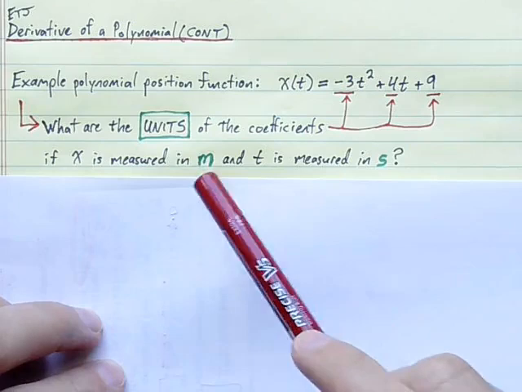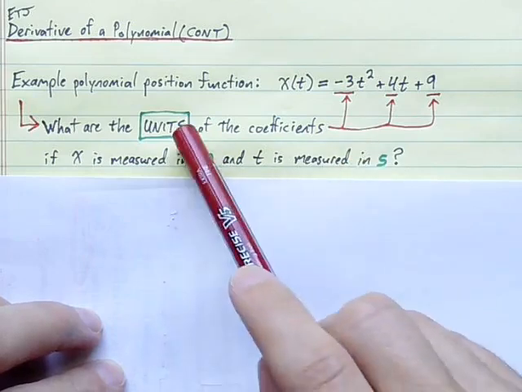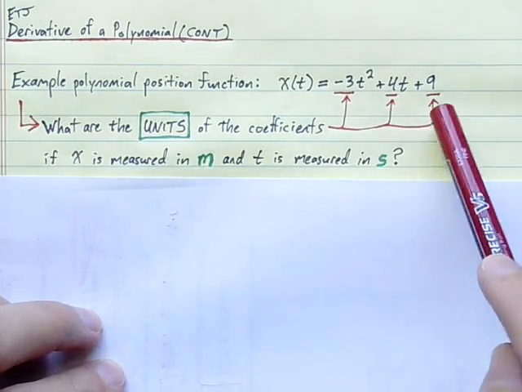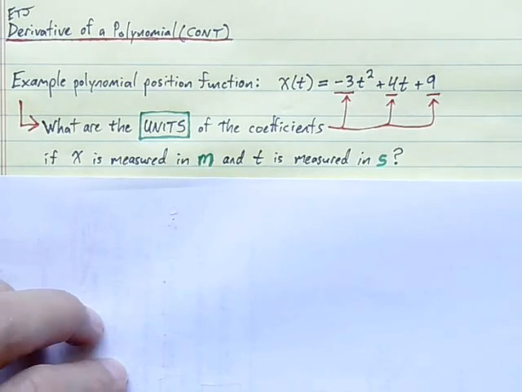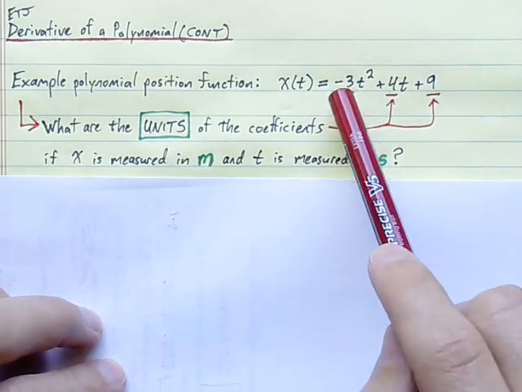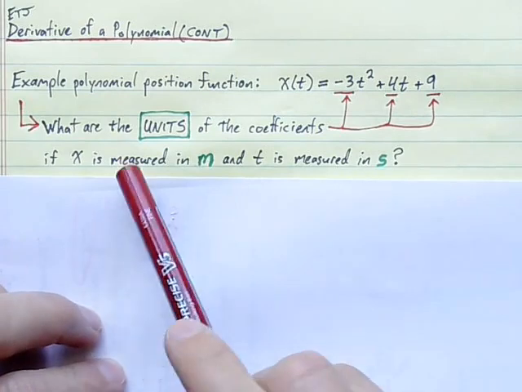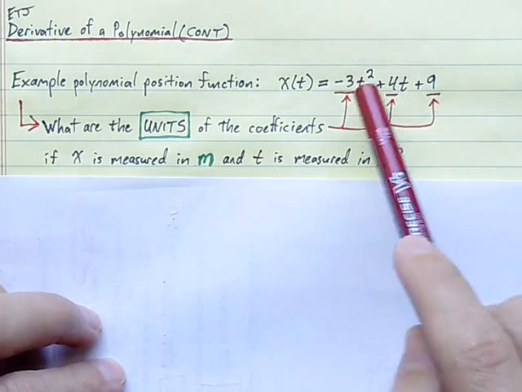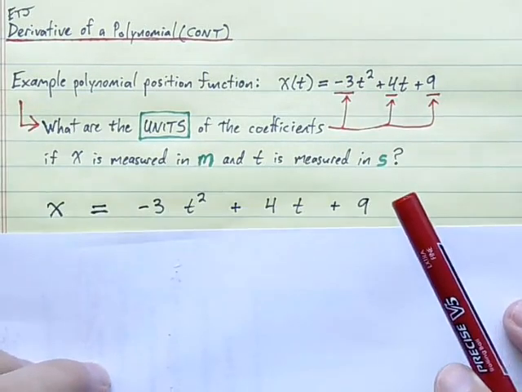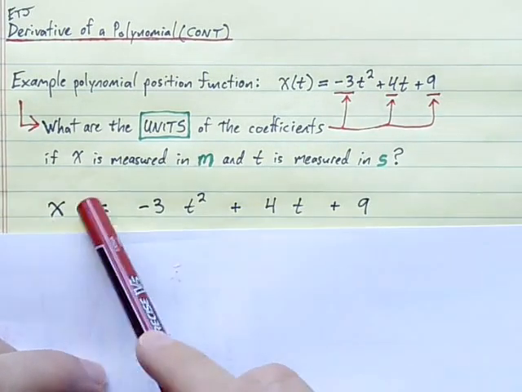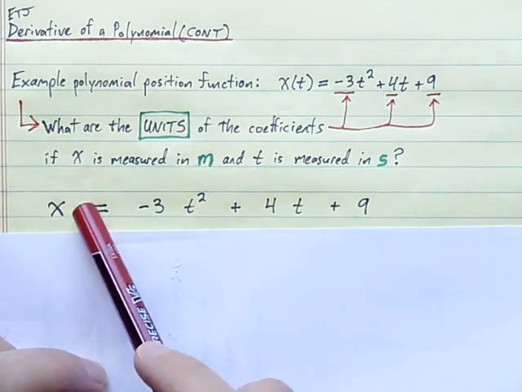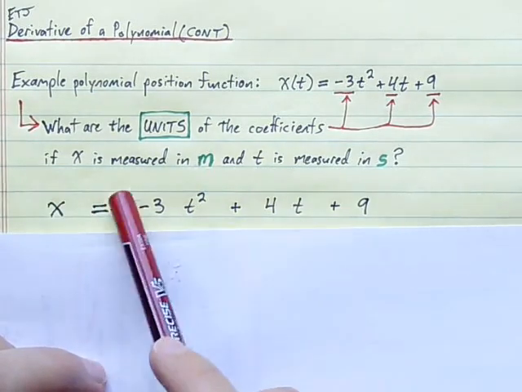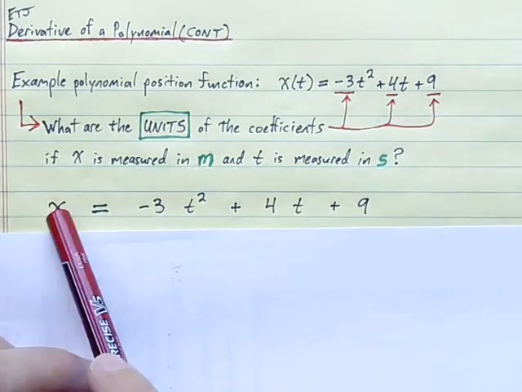that those coefficients must have. The units on the -3, the 4, and the 9. Let's talk about why there must be hidden units here. So suppose x is measured in meters and time t is measured in seconds. Looking at our equation here, we have meters on the left-hand side. So if there's meters on the left, it must be meters on the right, so meters equals meters.